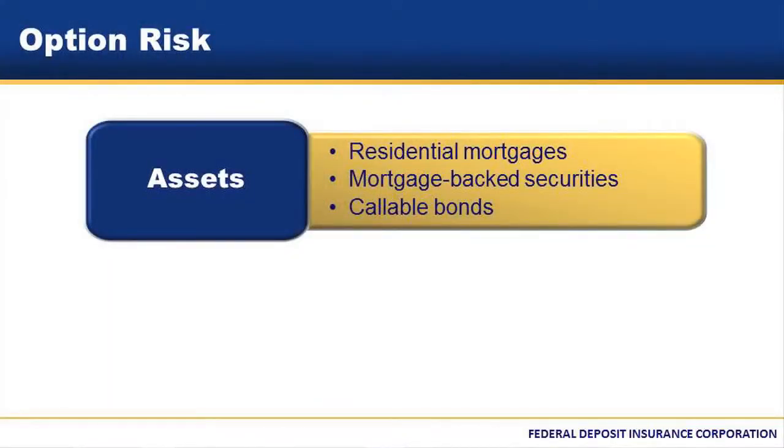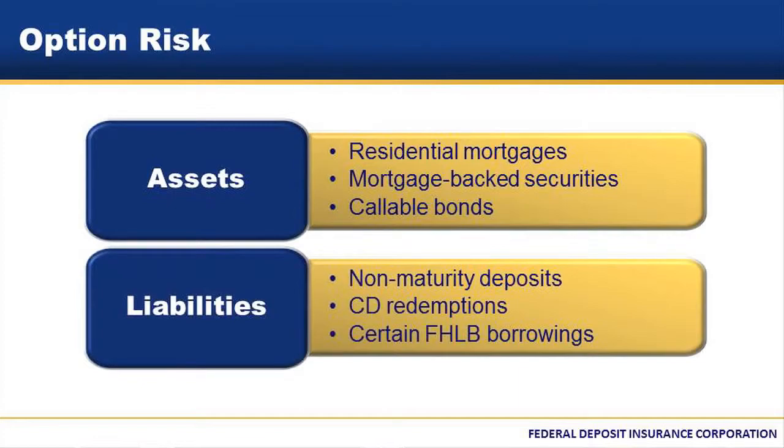On the asset side, mortgages and mortgage-backed securities can prepay or extend, while callable bonds can be called at the option of the issuer. On the liability side, non-maturity deposits can be withdrawn at any time, while even CDs can be withdrawn early despite prepayment penalties. In addition, some Federal Home Loan Bank borrowings can be called at the Federal Home Loan Bank's option.